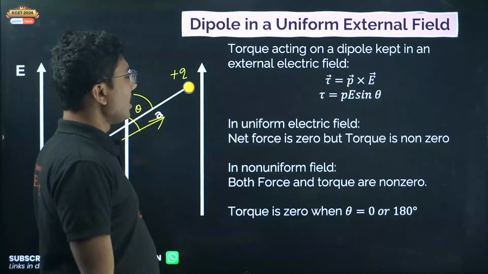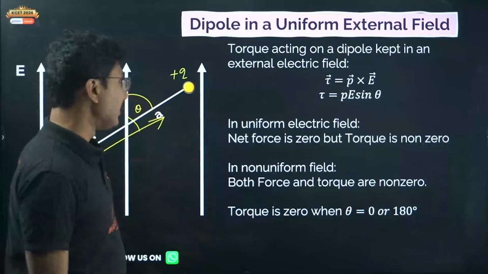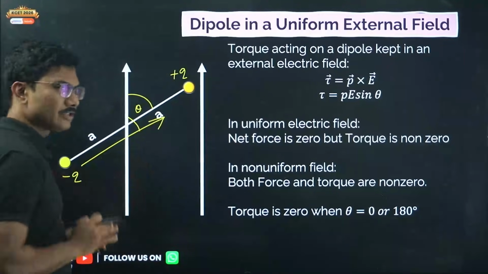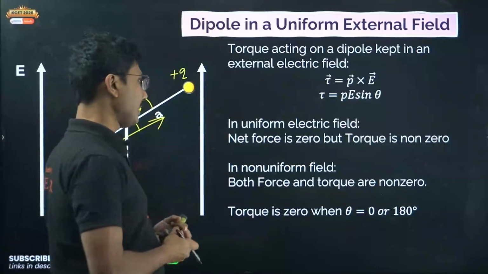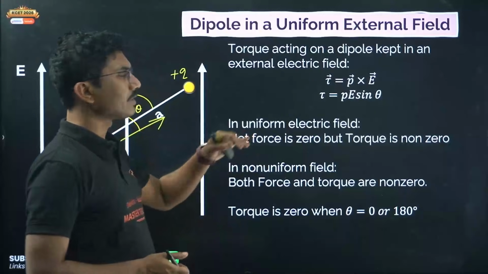In a uniform electric field, the electric field is constant. If the electric field is constant, the net force is 0.